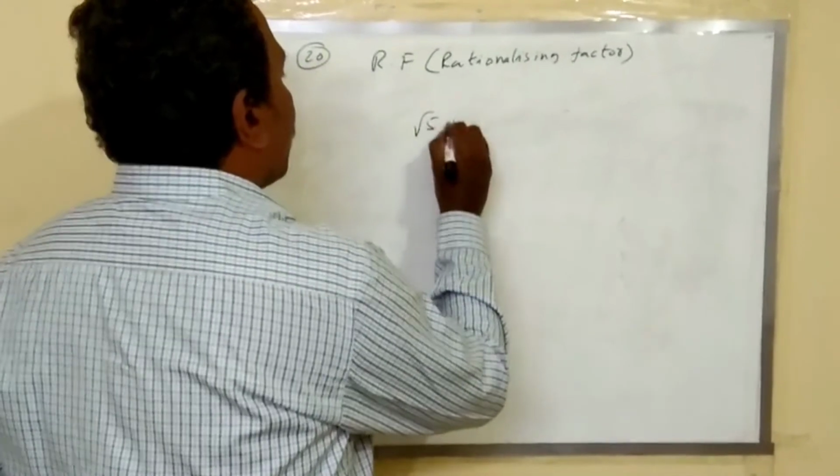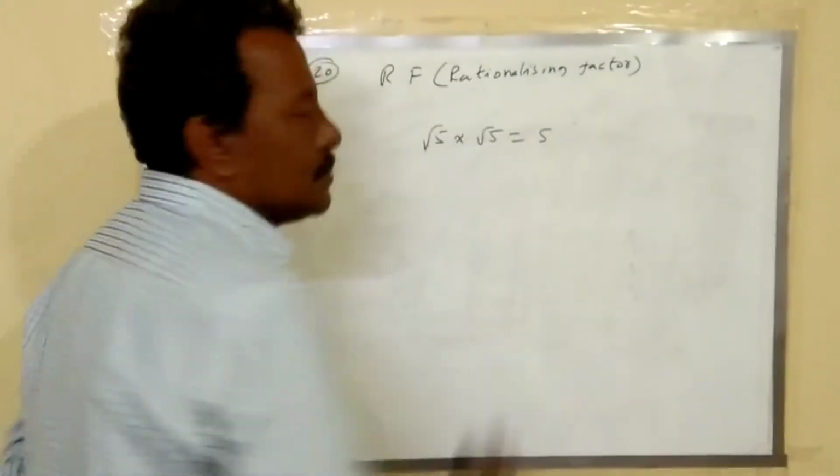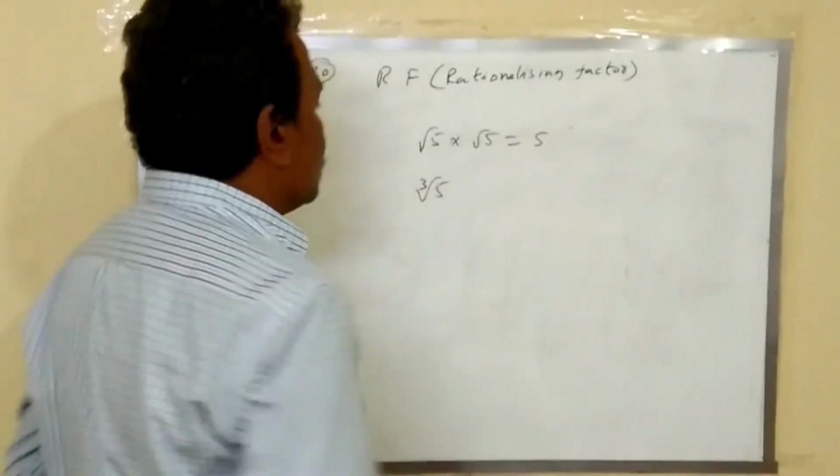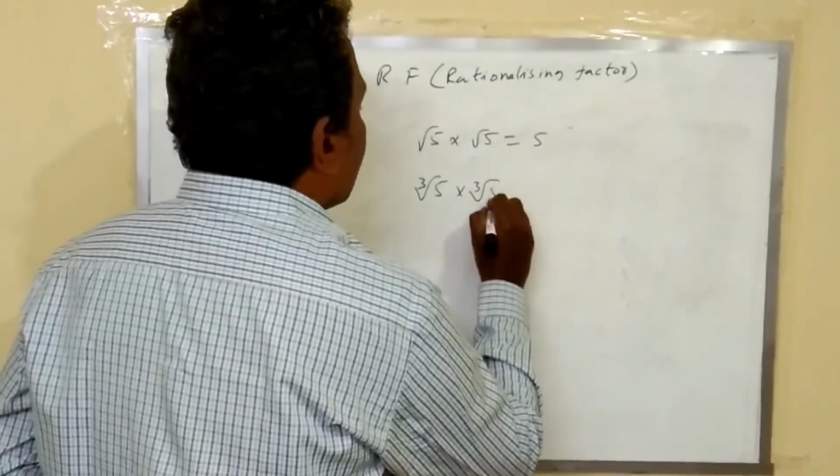Root 5 into root 5 is equal to 5. Now, what is an RF of cube root of 5? Cube root of 5 into cube root of 5, is it equal to 5?